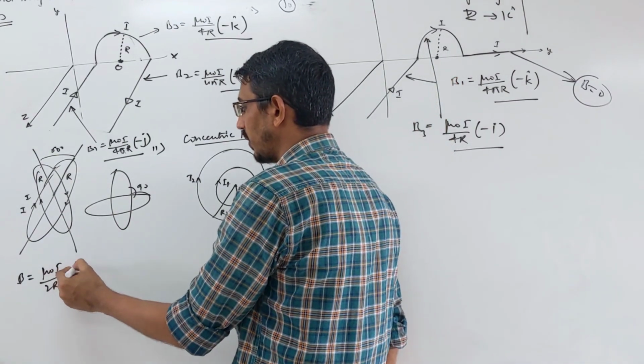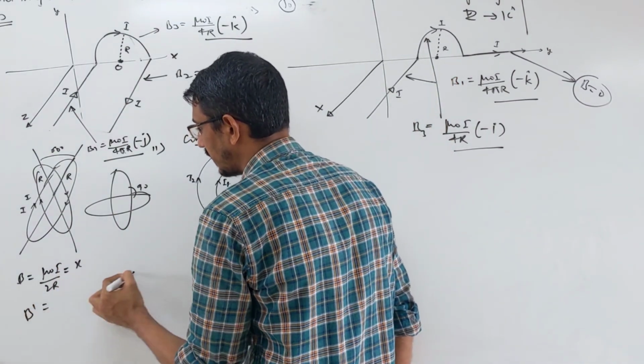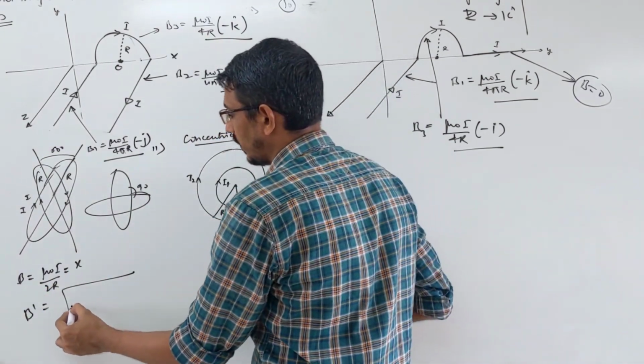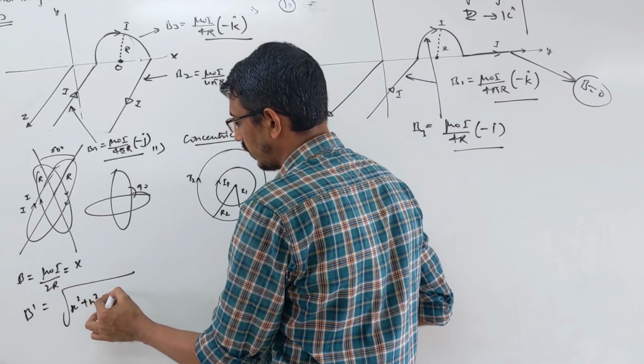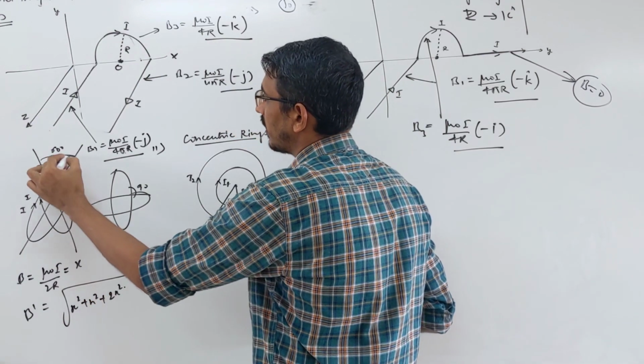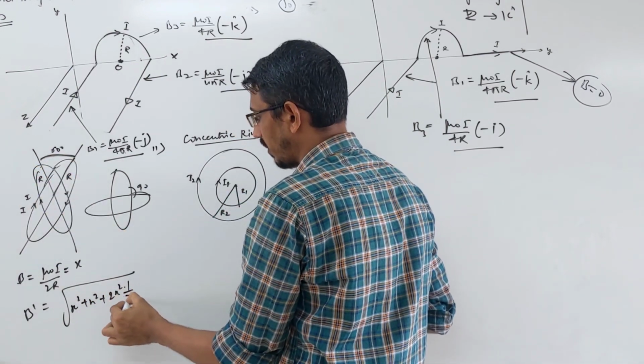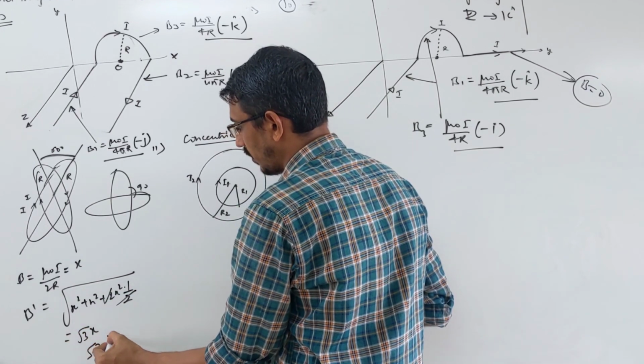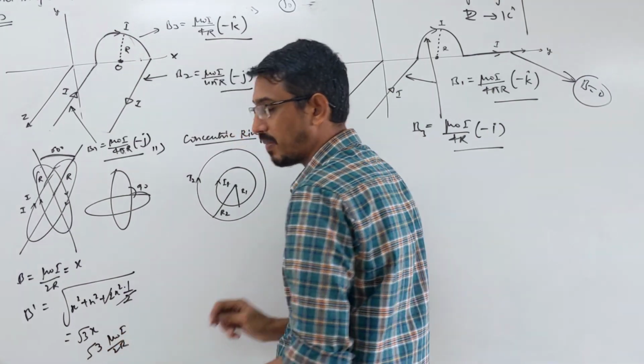So this field, you call x. You want to add the net field. So what is the answer? Vector addition: root of a square plus b square plus 2ab cos theta, right? So x square plus 2x square cos theta. What is the angle given? 60 degrees. Cos 60 means what? 1 by 2. So this becomes root 3 times x. So root 3 times mu naught I upon 2r. That's the net magnetic field.